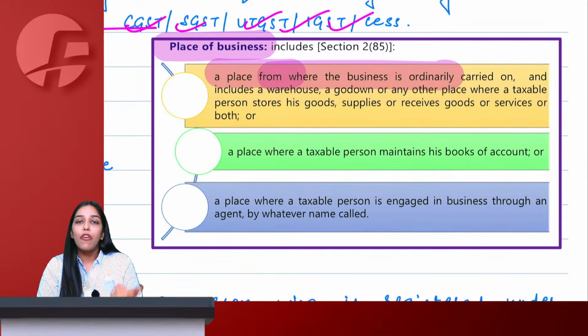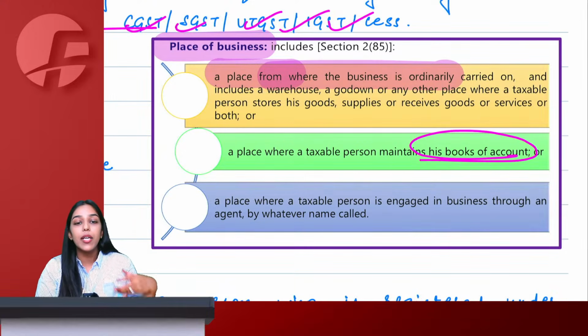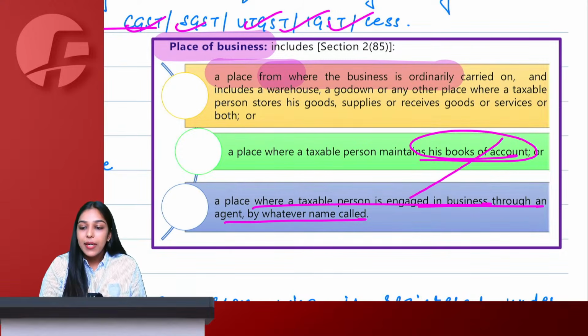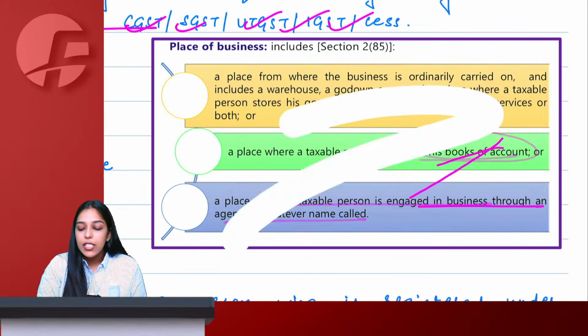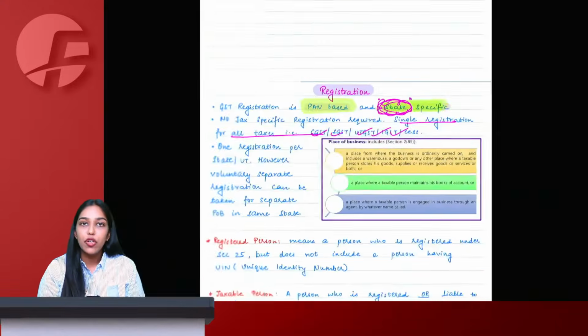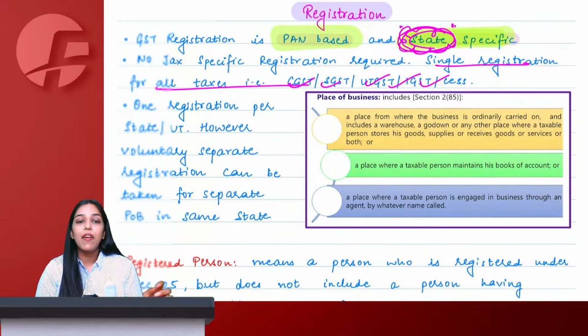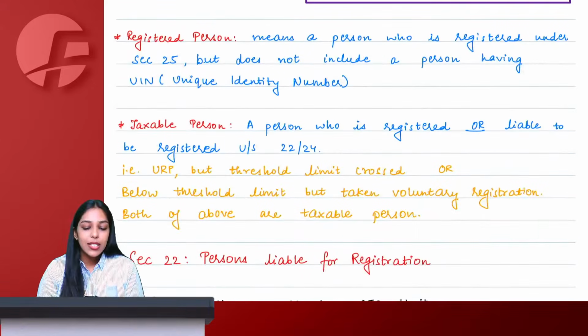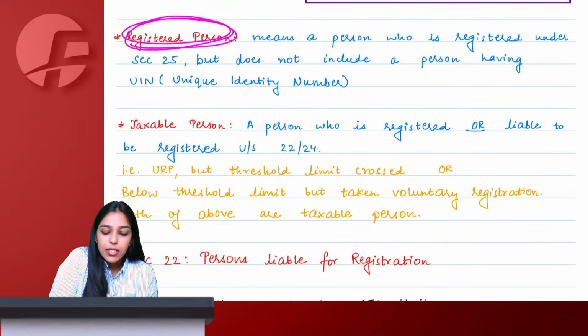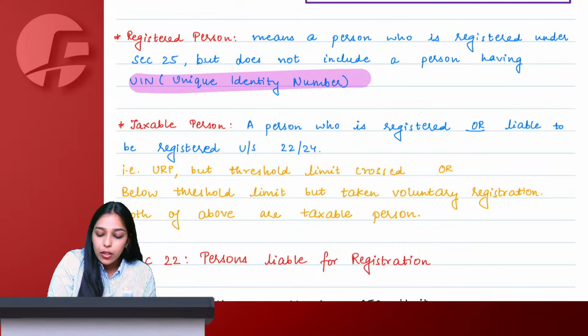Now it could be your office, your warehouse, your godown, your factory, your representational office, a place where you are maintaining your books of accounts, a place from where your representative or your agent is carrying out the business. Basically any place from where you are doing something related to your business becomes a place of business. So in whichever state you have a place of business, in all those states you will have to take compulsory registration.